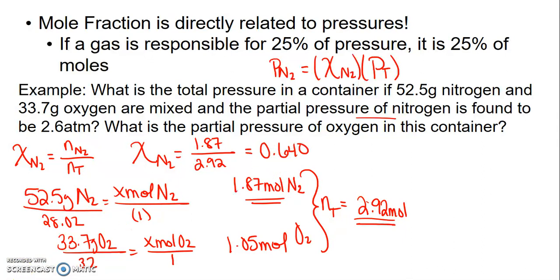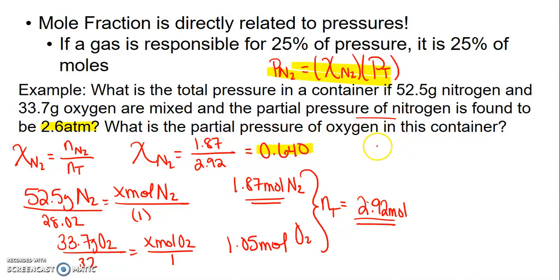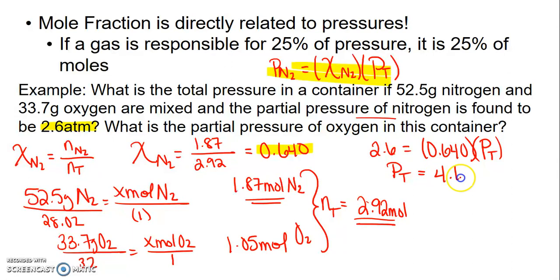0.640. Now we can go back to that initial equation, and we have our mole fraction and our partial pressure. Using those two numbers and this equation up at the top, we can figure out what the total pressure is in the container. The partial pressure, 2.6, is equal to the mole fraction times the total pressure in the container. So the total pressure in this particular container is going to be 4.1 atmospheres.